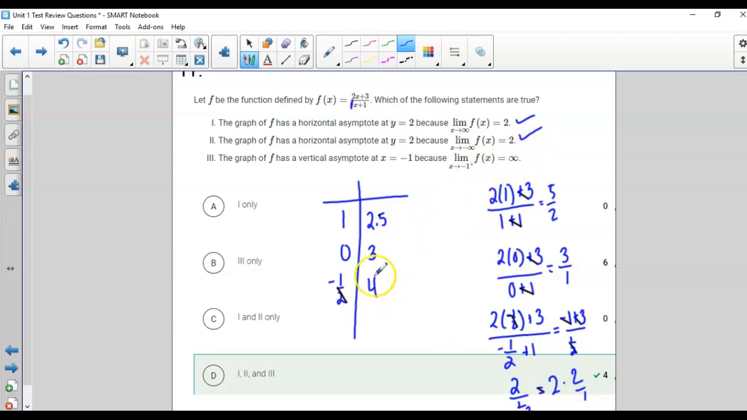So you can feel reasonably assured that this is increasing. So that third one is correct also. So D is the correct answer.